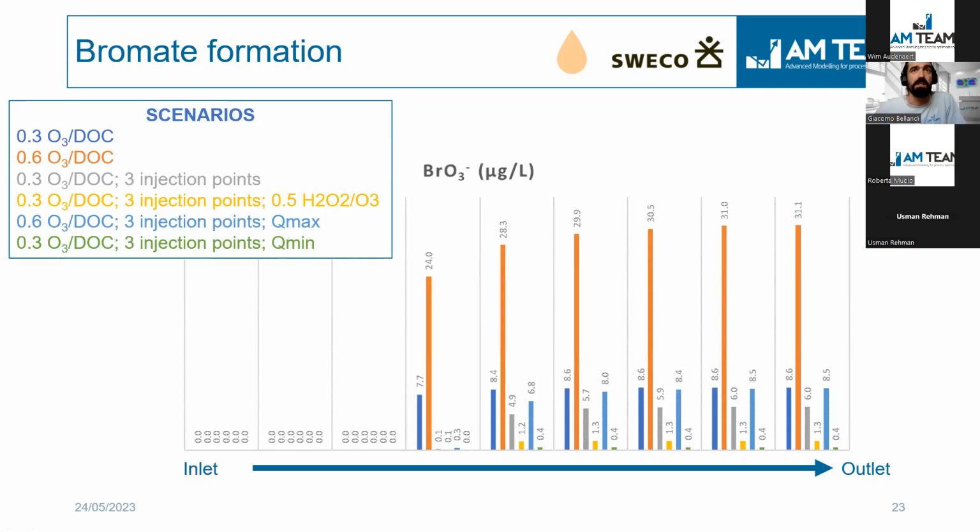In this case, you see the bromate results for each of these scenarios, and how a very high ozone dosage would bring too high a bromate formation. And then there are, let's say, smarter ways of distributing the same dose, or achieving the same micropollutants removal with a lower dose, allowing us to minimize the bromate at very, very low values.